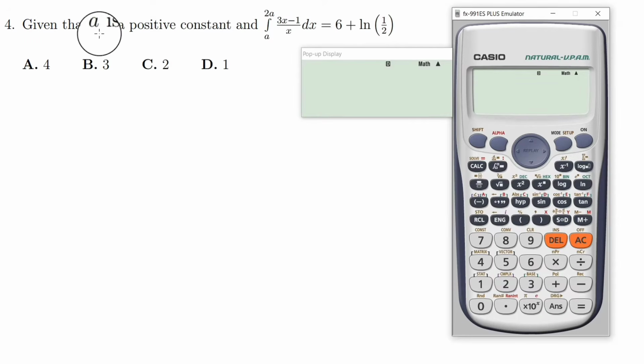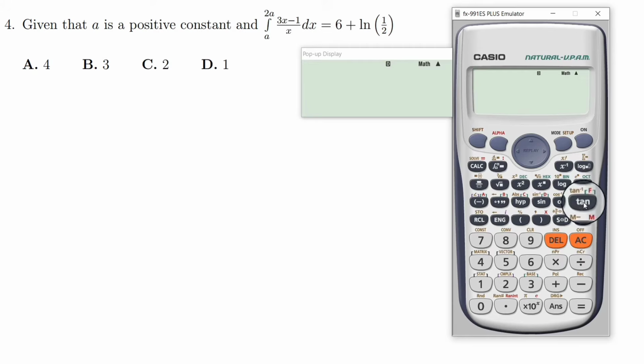Here they said, given that a is a positive constant and the integral of (3x minus 1) all divided by x from a to 2a dx is equal to 6 plus ln 2, we have to find the value of a. Okay, now for us to do that, again we calculate the numeric value of this.